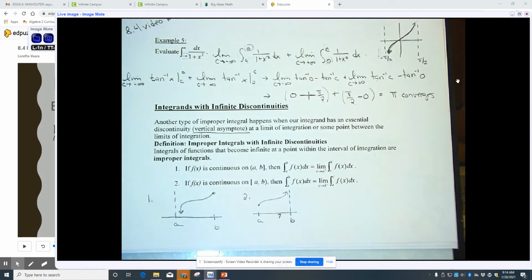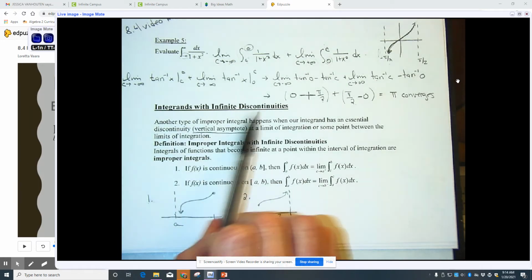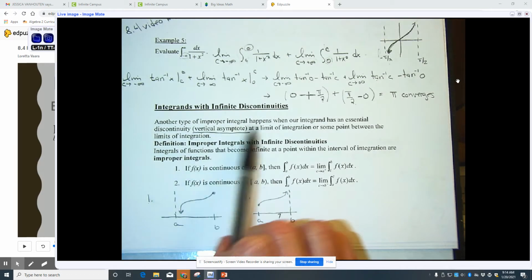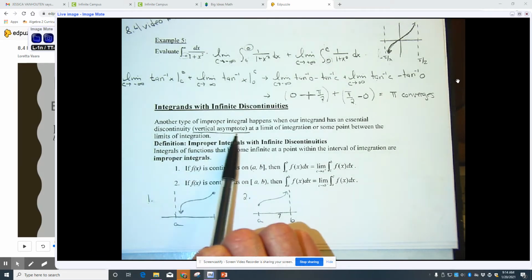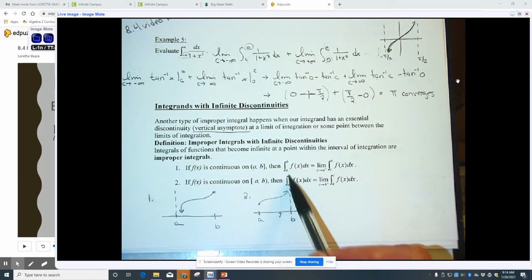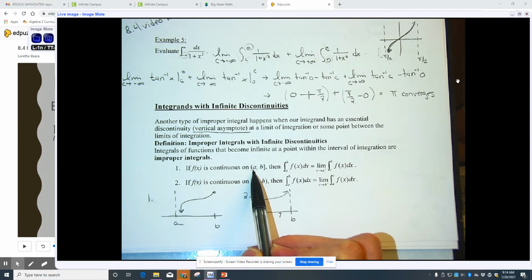Now this next part is saying, what if at one of your limits of integration you have a vertical asymptote? It says integrands with infinite discontinuity. Another type of improper integral happens when our integrand has an essential discontinuity, a vertical asymptote, at a limit of integration. So I have a vertical asymptote happening at one of these values. If you look at this function, it says not including a. The function is not defined here at a, because at a there is a vertical asymptote.